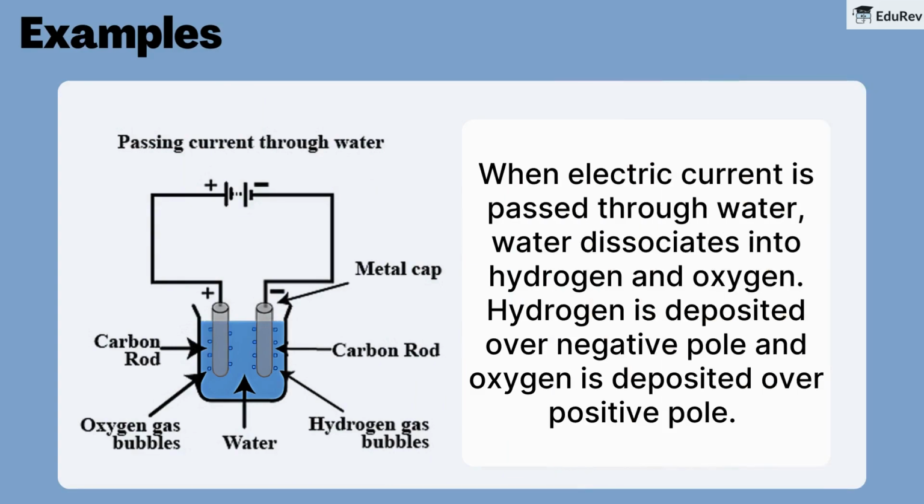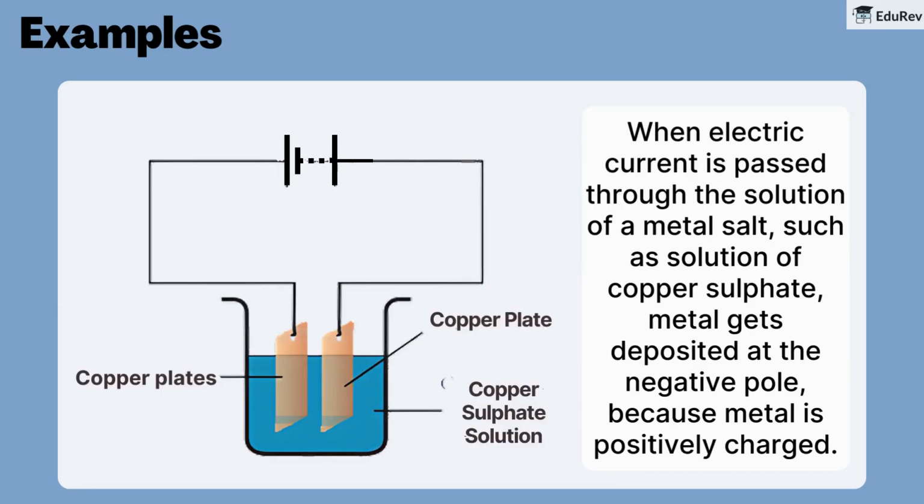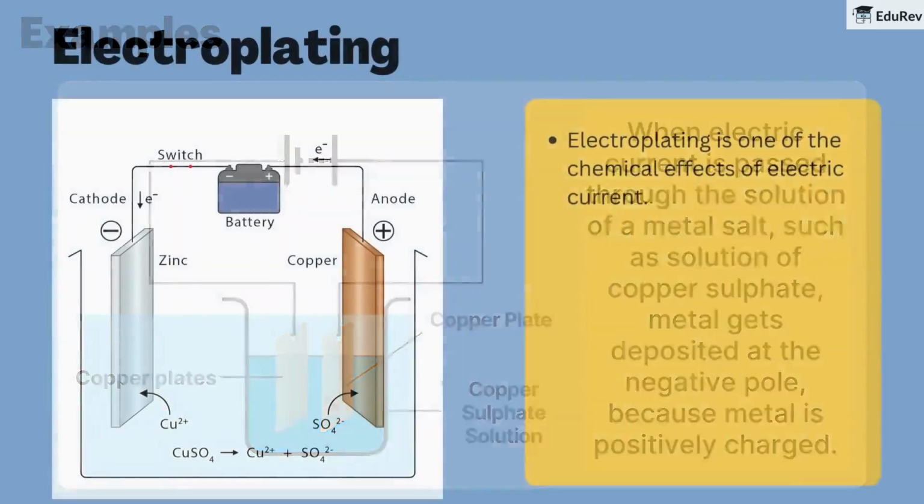Here are some examples of the chemical effects of electric current. When electric current is passed through water, water dissociates into hydrogen and oxygen. Hydrogen is deposited over the negative pole, and oxygen is deposited over the positive pole. When electric current is passed through the solution of a metal salt, such as copper sulfate, the metal gets deposited at the negative pole because the metal is positively charged.